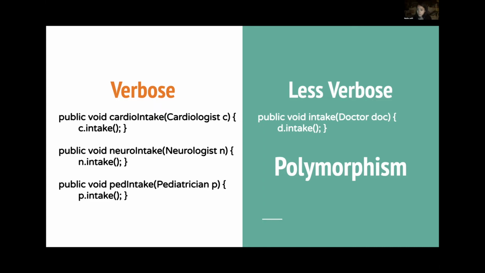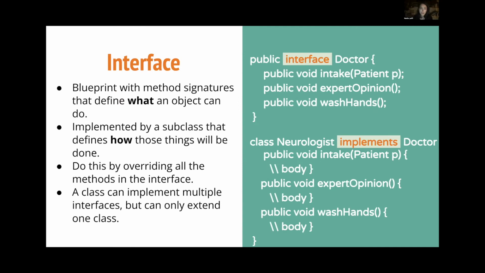So what we're seeing here is polymorphism. Polymorphism is when one object can take on different types. On the right side, we see that the public void intake, Doctor doc, that doctor right there can take on many different types. That's a single object taking on many different types. That is polymorphism. Okay, now we understand what it is, but how are we going to make it happen?